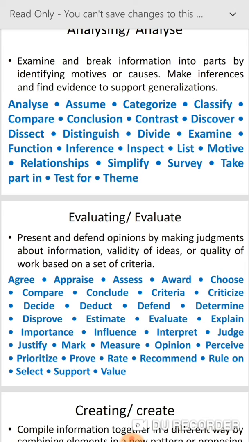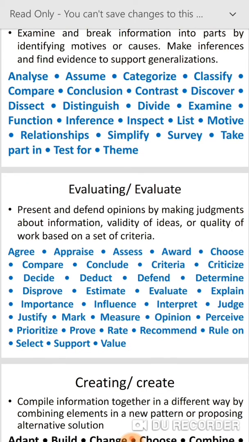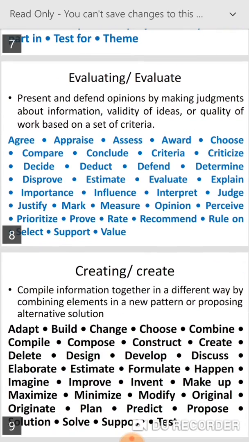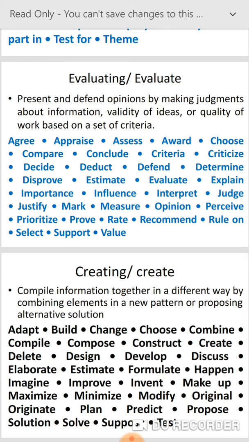Evaluate or evaluating is a process dimension or action verb that presents and defends opinions by making judgments about information, validity of ideas, quality of work based on a set of criteria. There is a list of specific action verbs such as agree, appraise, etc. Creating is the last one. Create is the most higher order, the top higher order process dimension that may happen during the learning in the process oriented approach. Specific verbs are from adapt to test. These all are the specific processes happening.